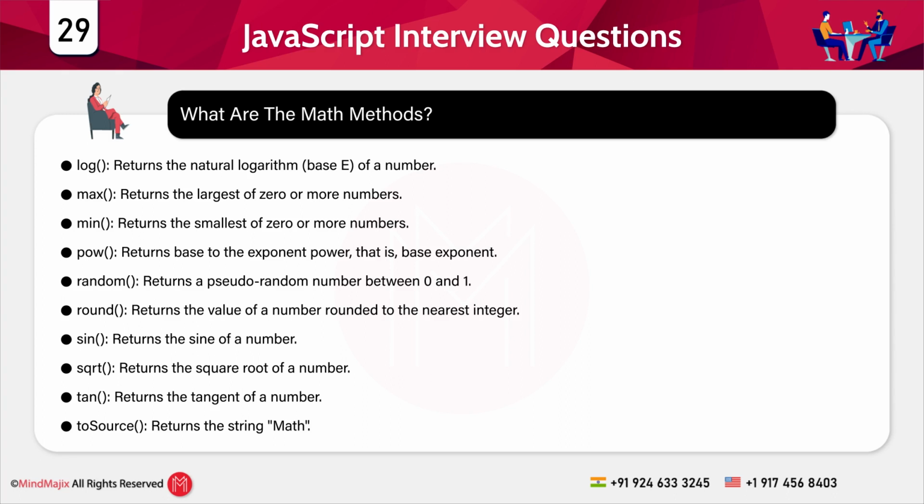random returns a pseudo-random number between 0 and 1. round returns the value of a number rounded to the nearest integer value. sin returns the sine value of a number. sqrt returns the square root of a number. tan returns the tangent of a number. toSource returns a string "Math".